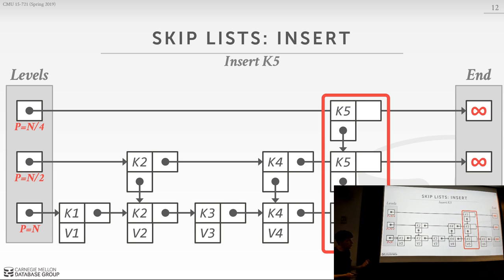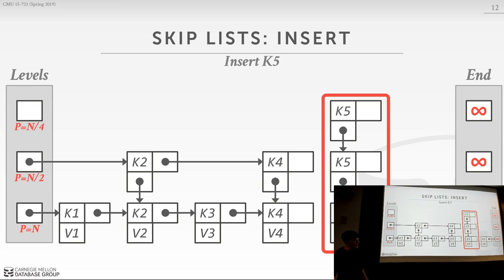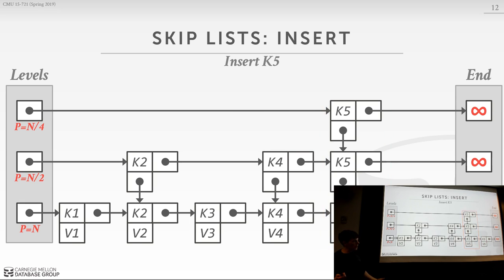So now at this point, we've added our nodes, but nobody else can see us yet, because this pointer for K4 still points to K6, and this one still points to the end. And for the top level, that pointer still points to the end as well. So now what we're going to have to do, and we'll see how to do this without latches in a second, is flip these pointers to have them point to us. And we're going to do this from the bottom to the top.